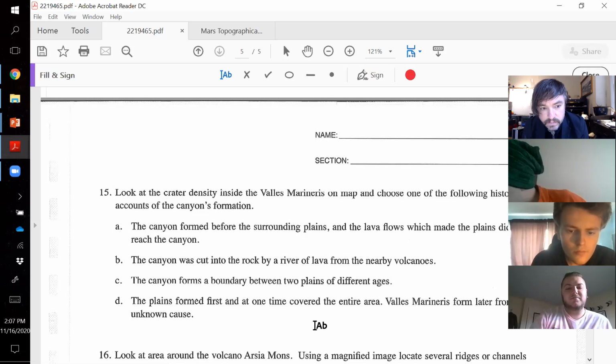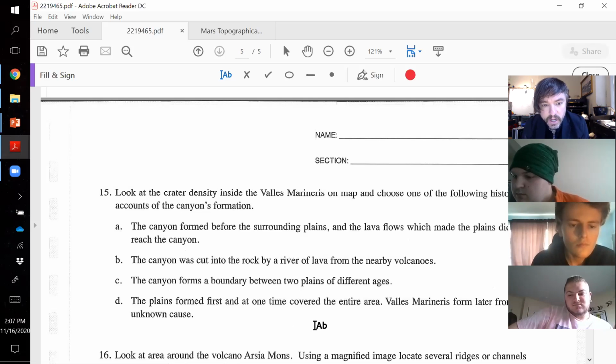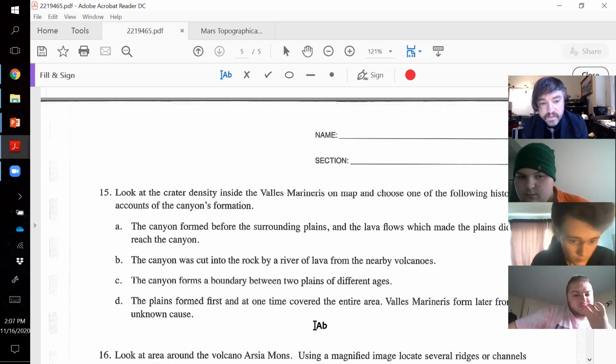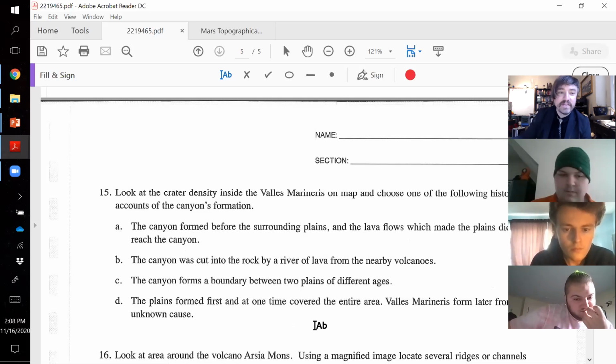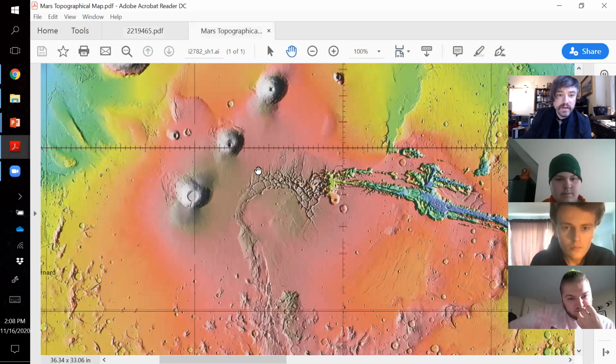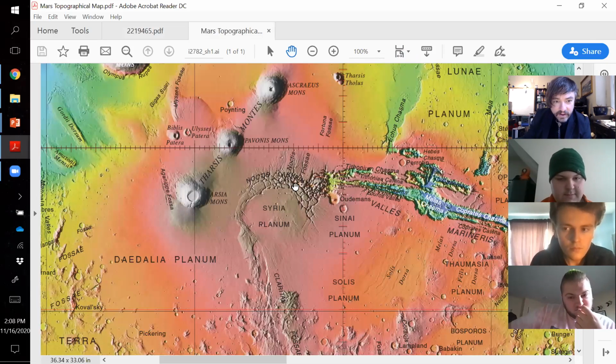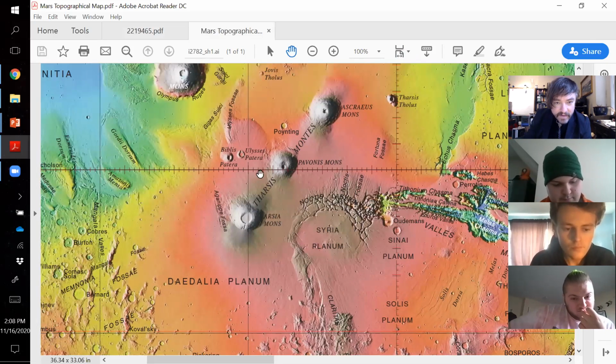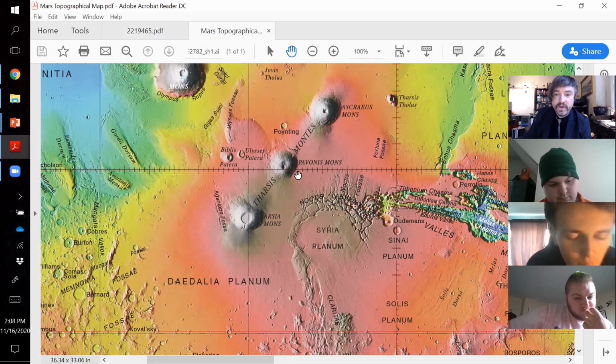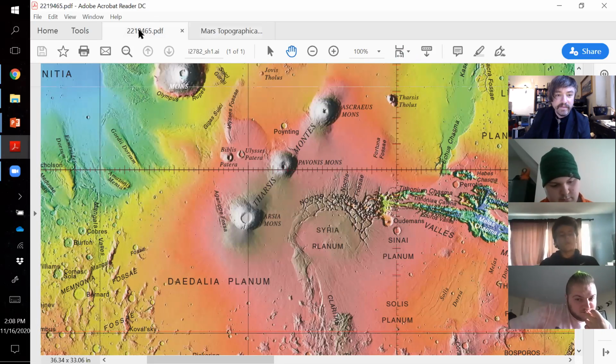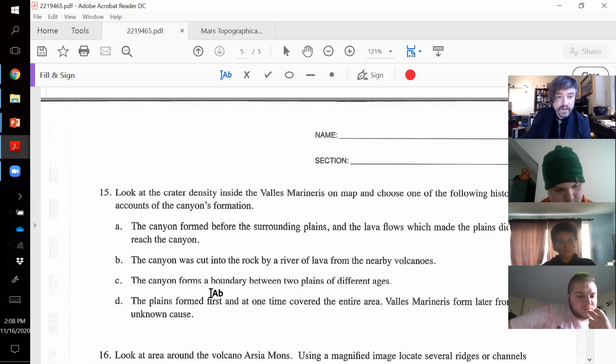I would say B or C. Well, let's talk about B. Lava doesn't cut rock. Lava paves things over, right? Lava doesn't carve out channels like water does. Lava builds things up. So you can't cut a channel with a river of lava. B is no good. True.